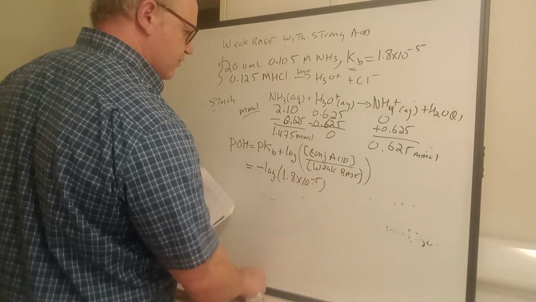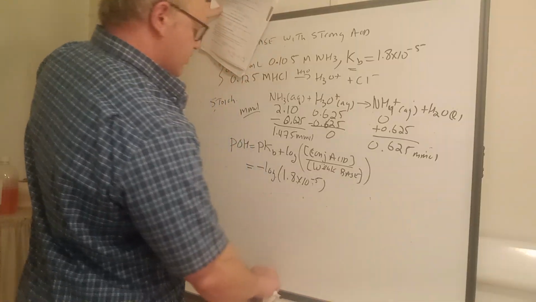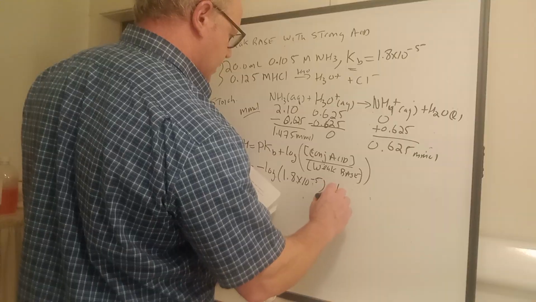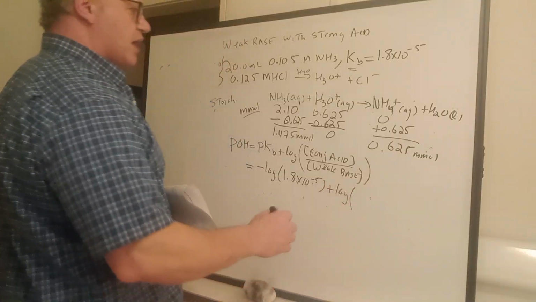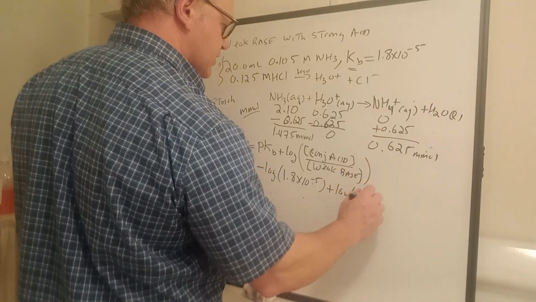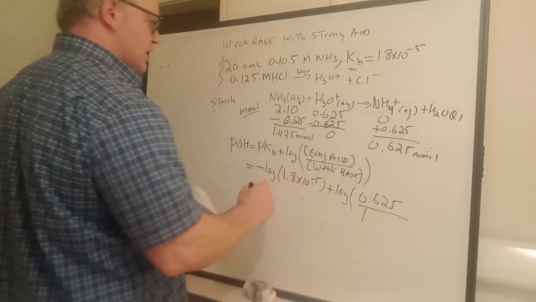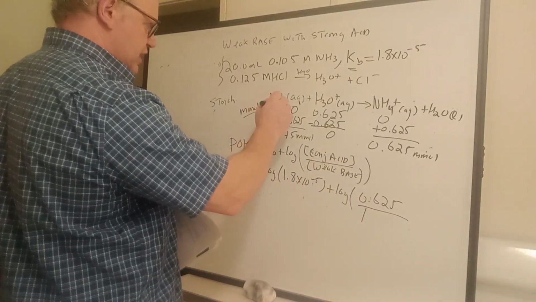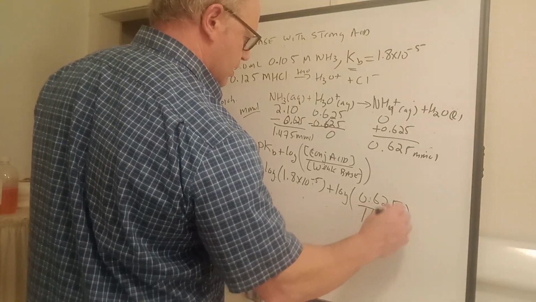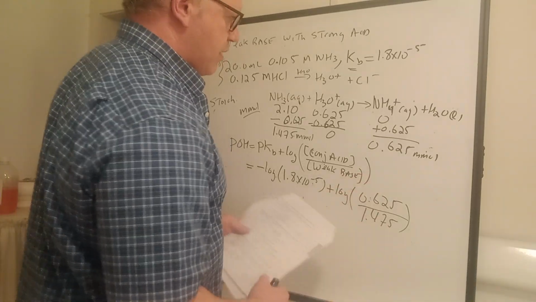So I got the negative log of the Kb given, and then I'm going to put in plus, and this is where it's easy to make a mistake. I can see myself doing this wrong. Conjugate acid is this, the ammonium, 0.625, and I'm going to talk about the step. And here, the ammonia, the NH3, is the weak base. Conjugate acid, weak base.